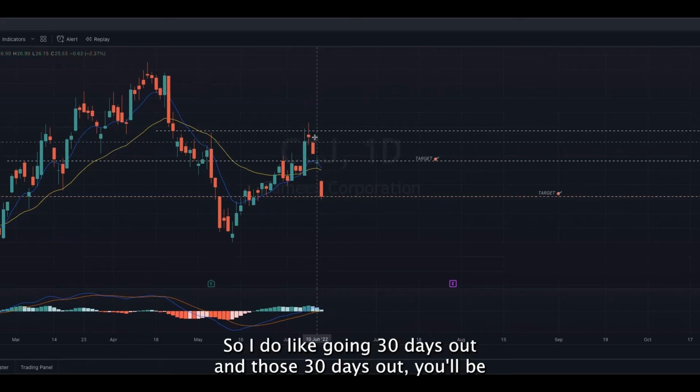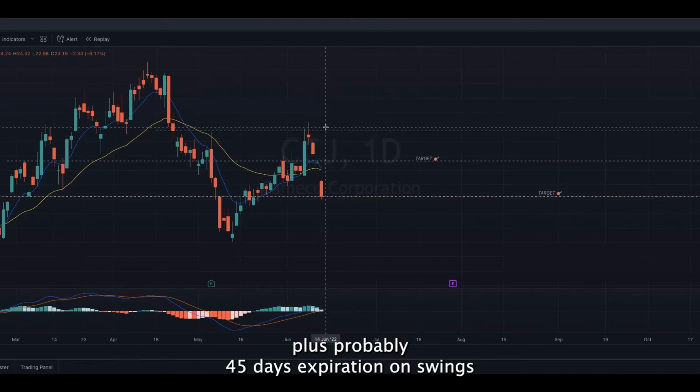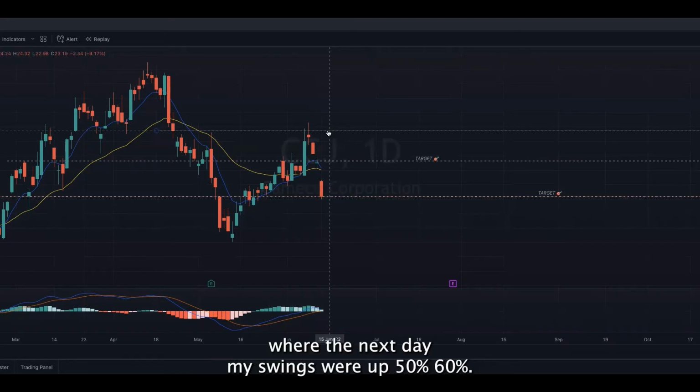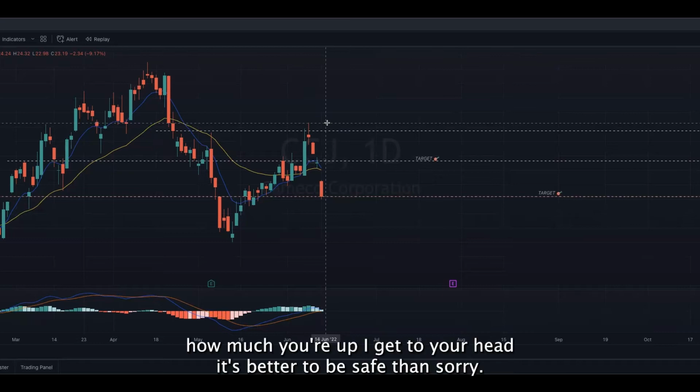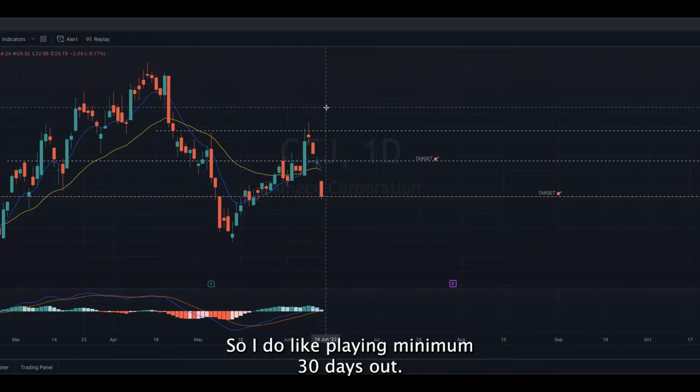So I do like going 30 days out. And with those 30 days out, you'll be pretty surprised at times. I've had 30 day plus, probably 45 days expiration, on swings in the premium room on the Discord, where the next day my swings were up 50%, 60%. So don't let that get to your head. Do not let the percentage, how much you're up by, get to your head. It's better to be safe than sorry. So I do like playing minimum 30 days out.